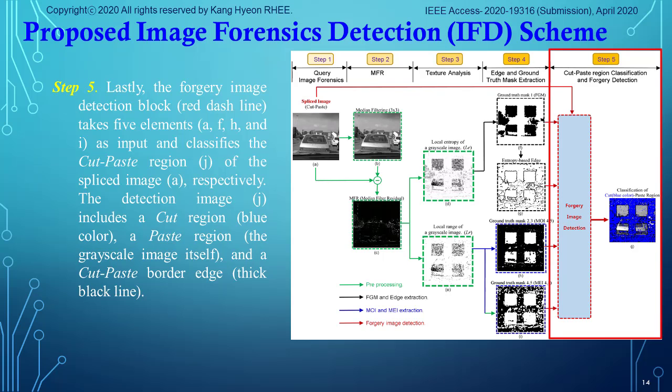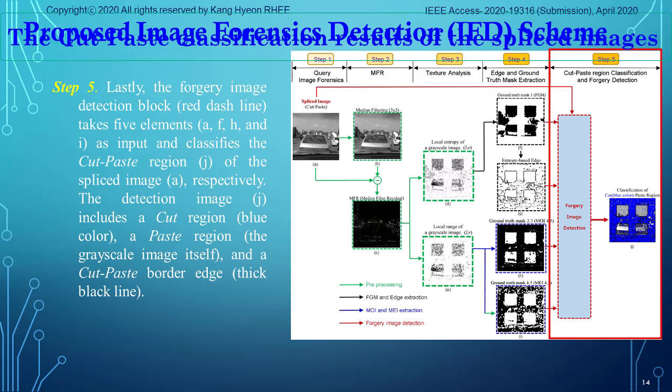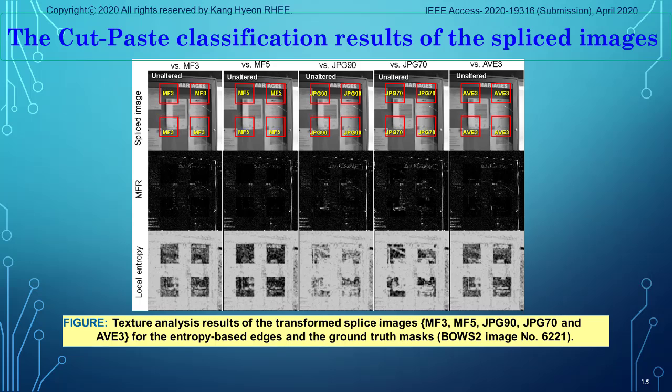Step 5. Lastly, the forgery image detection block. The red dash line takes 5 elements A, F, H, and I as input and classifies the cut-paste region J of the spliced image A, respectively. The detection image J includes a cut region in blue color, a paste region as the gray scale image itself, and a cut-paste border edge as a thick black line.